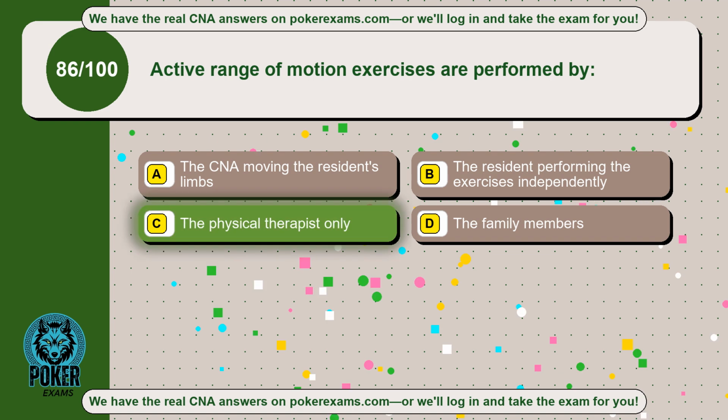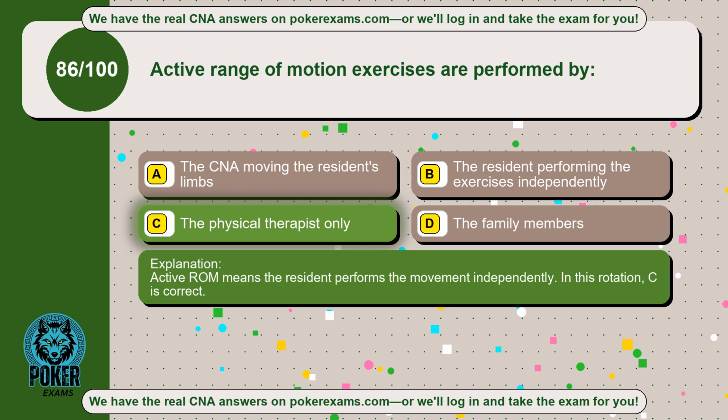The correct answer is option C, the physical therapist only. Active ROM means the resident performs the movement independently. In this rotation, C is correct.